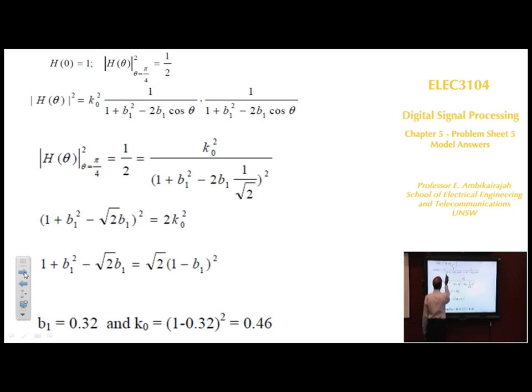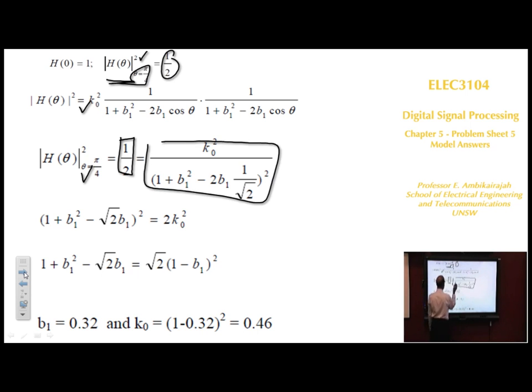So we found that when we put theta equal to pi over 4, it becomes half. That's what is given here. Theta equal to pi over 4, the magnitude squared is half. So you end up with that equation. You now cross multiply, you end up with that equation. And if you simplify that further, you end up with that one. And that's a quadratic equation.